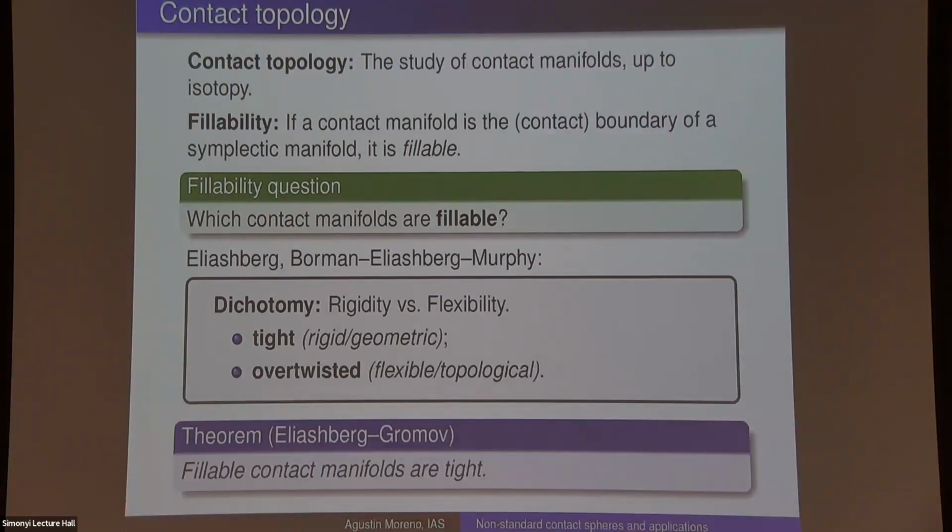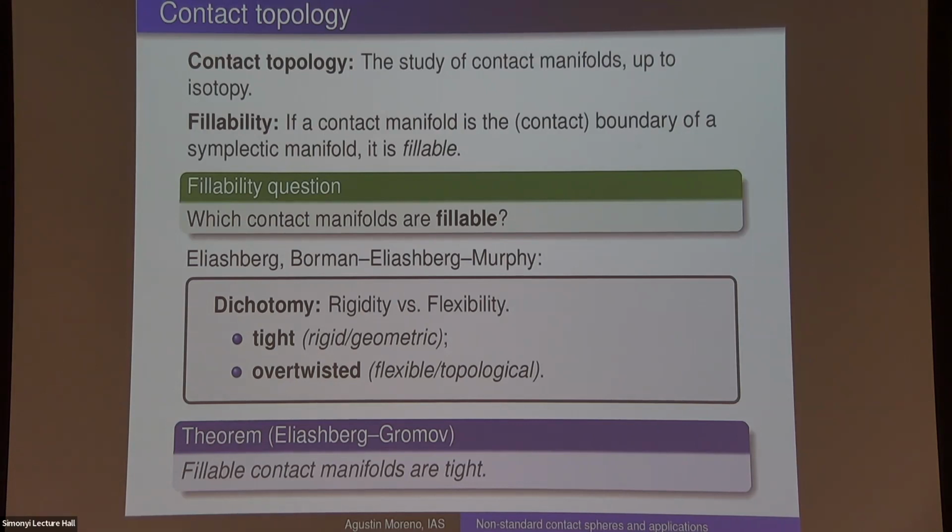And an early application of the theory of pseudo-holomorphic curves is a theorem of Eliashberg and Gromov relating these two fundamental notions. It says that fillable contact manifolds are tight. So in other words, overtwisted contact manifolds cannot be fillable. And this uses ideas going back to Gromov, using moduli spaces of holomorphic planes and so on.